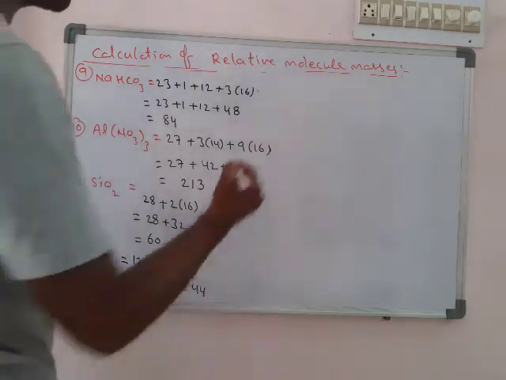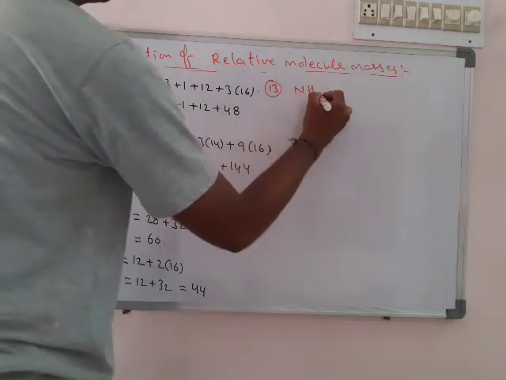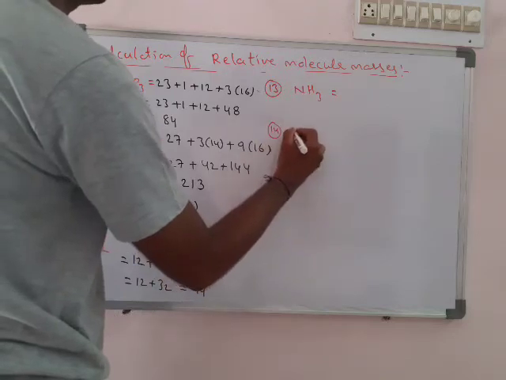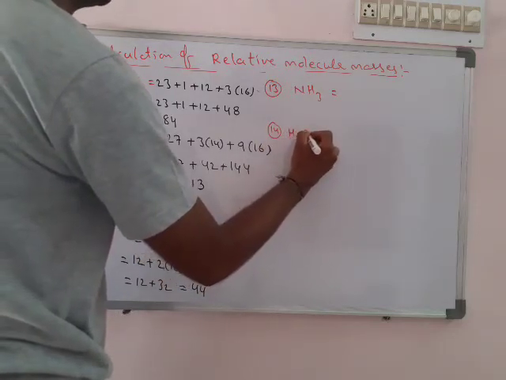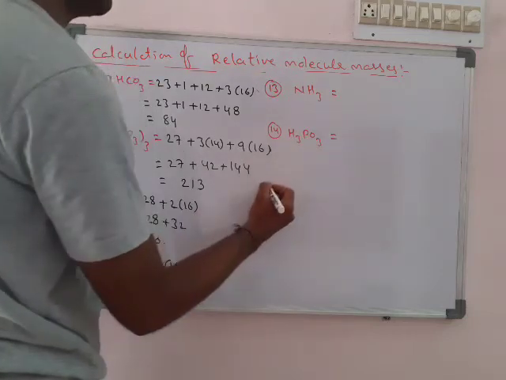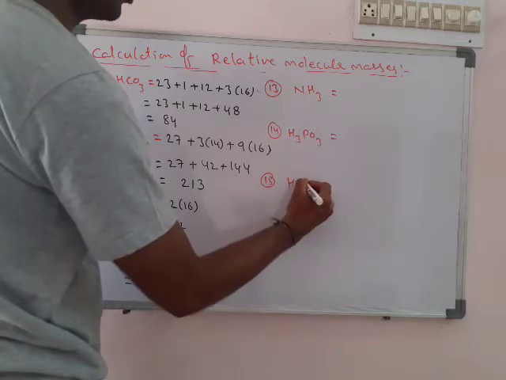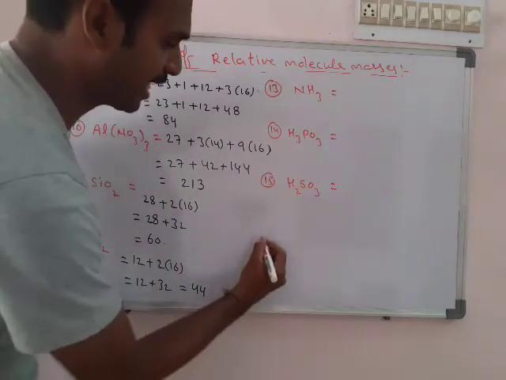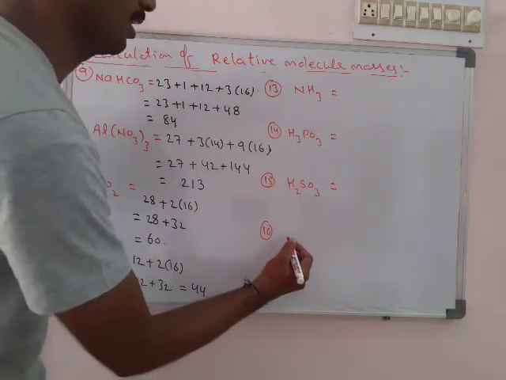Next we see some more compounds. Very important, that is ammonia. Next H3PO4 completed. H3PO3, phosphorus acid. Next H2SO4 completed, H2SO3. You need to practice it many times just to remember the atomic weights of all elements. Okay.